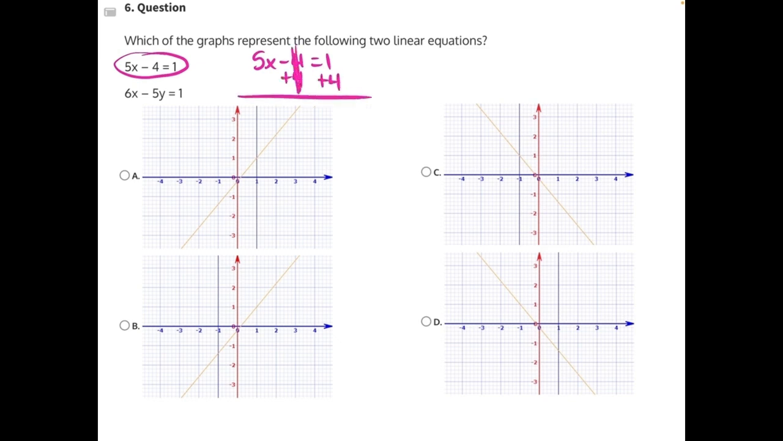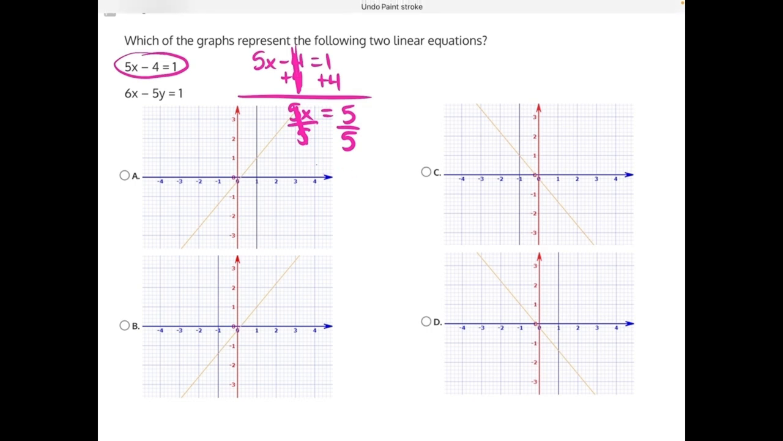These will cancel, leaving us with 5x equals 5. Then we need to divide both sides by 5 because 5 is being multiplied to x. And we will be left with x equals anything divided by itself, which is always 1.